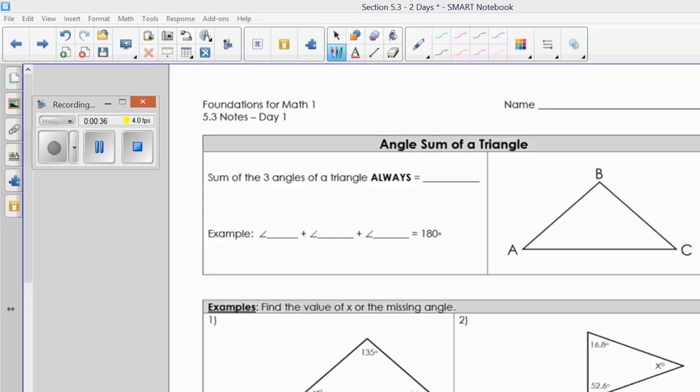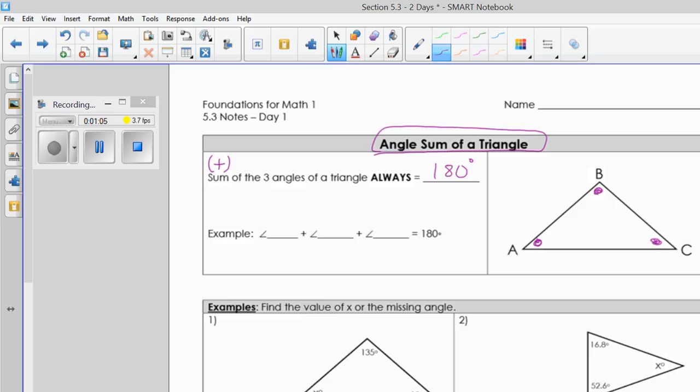Today we're going to learn a couple things about triangles. First off, we're going to learn about the angle sum of a triangle. Basically, the angle sum of a triangle is talking about the three interior angles of a triangle. So if you look, we have an example here. We have triangle A, B, and C. In a triangle, as long as you have a three-sided figure, when you add all three of the angles together, they will always equal 180 degrees.